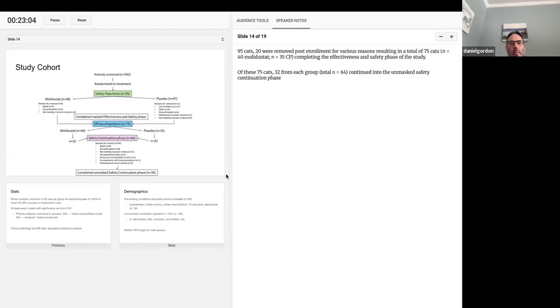So when we look at their study cohort, they initially had 95 cats that were screened. They had to eliminate 20 cats based off of reasons that were either related to death or they had to discontinue their treatment due to various reasons or they're not meeting their inclusion criteria. So they had a 75 patient population split between 40 in the molidustat and 35 patients in the placebo group.